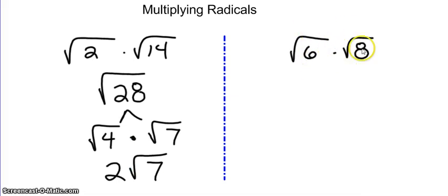Next example, we have root 6 times root 8. I'm going to multiply these two to make a single radical, which in this case is the square root of 48.